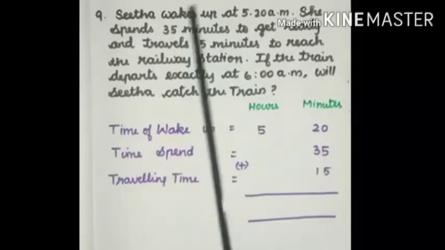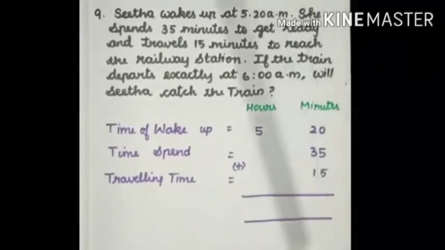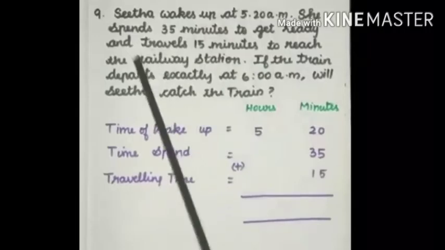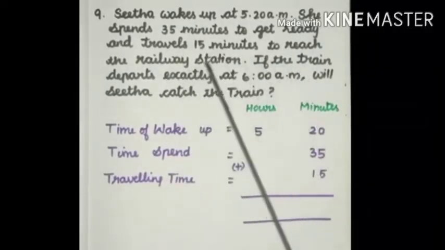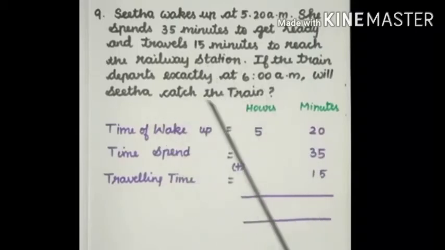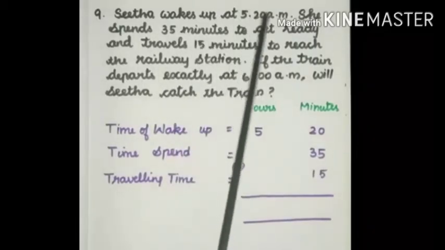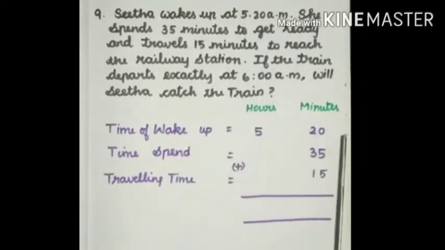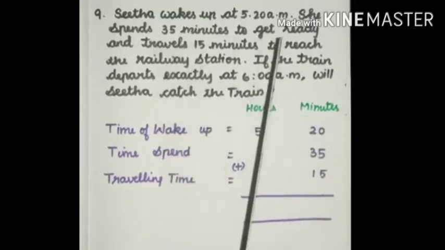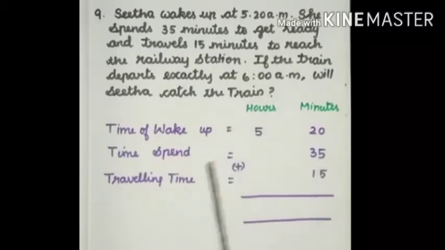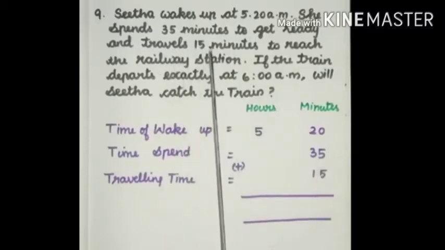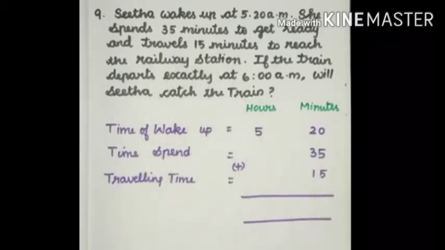Ninth question. Sita wakes up at 5:20 am. She spends 35 minutes to get ready and travels 50 minutes to reach the railway station. If the train departs exactly at 6 am, will Sita catch the train? See, here the given question is Sita wakes up at 5:20 am, that is 5 hours 20 minutes. And time spent to get ready is 35 minutes. Traveling time, that is, she traveled 50 minutes to reach the railway station.